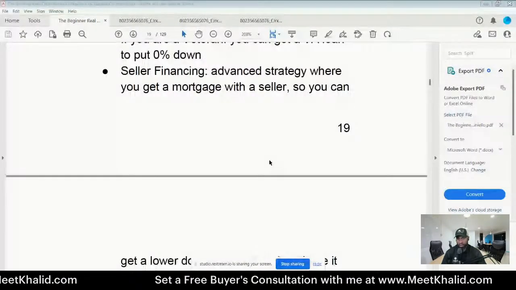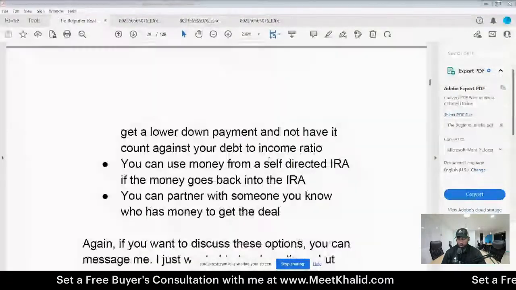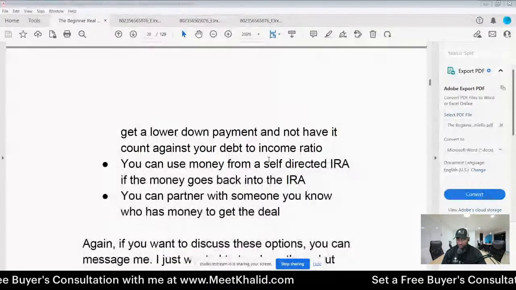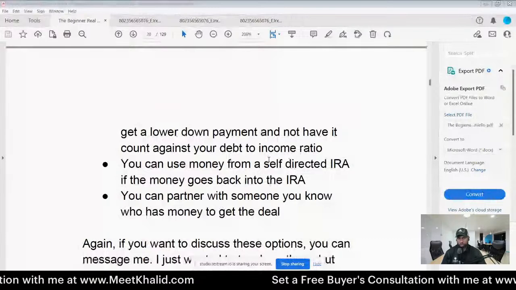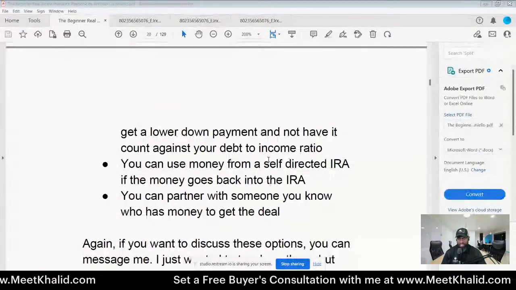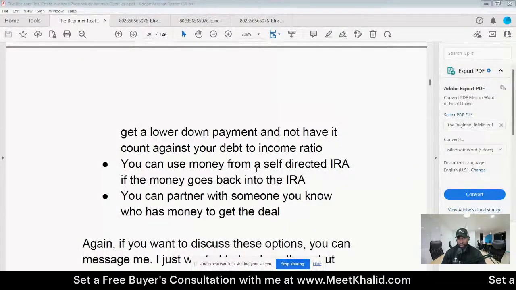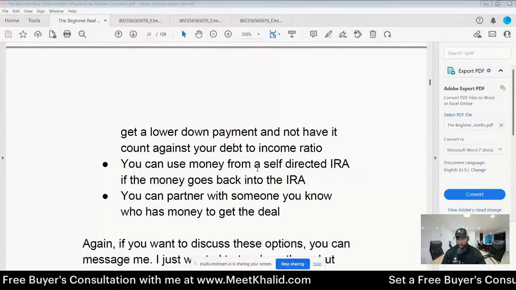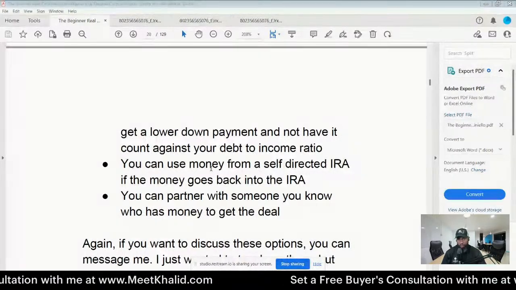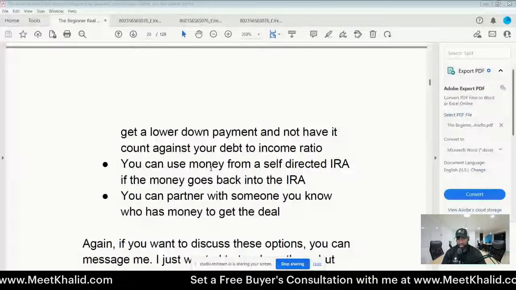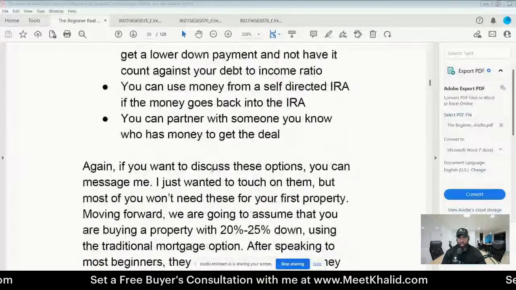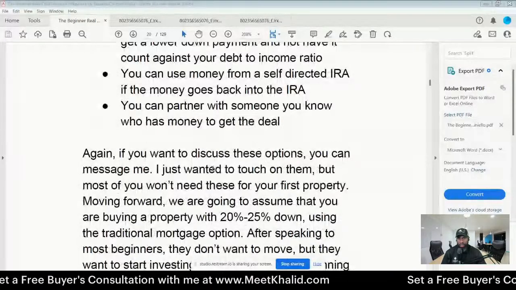You can also use a self-directed IRA. If you have an IRA from an old company and you want to use that, you can use it as a self-directed IRA to buy a home also. And somebody that you know who has money to get the deal, you can also partner with somebody.